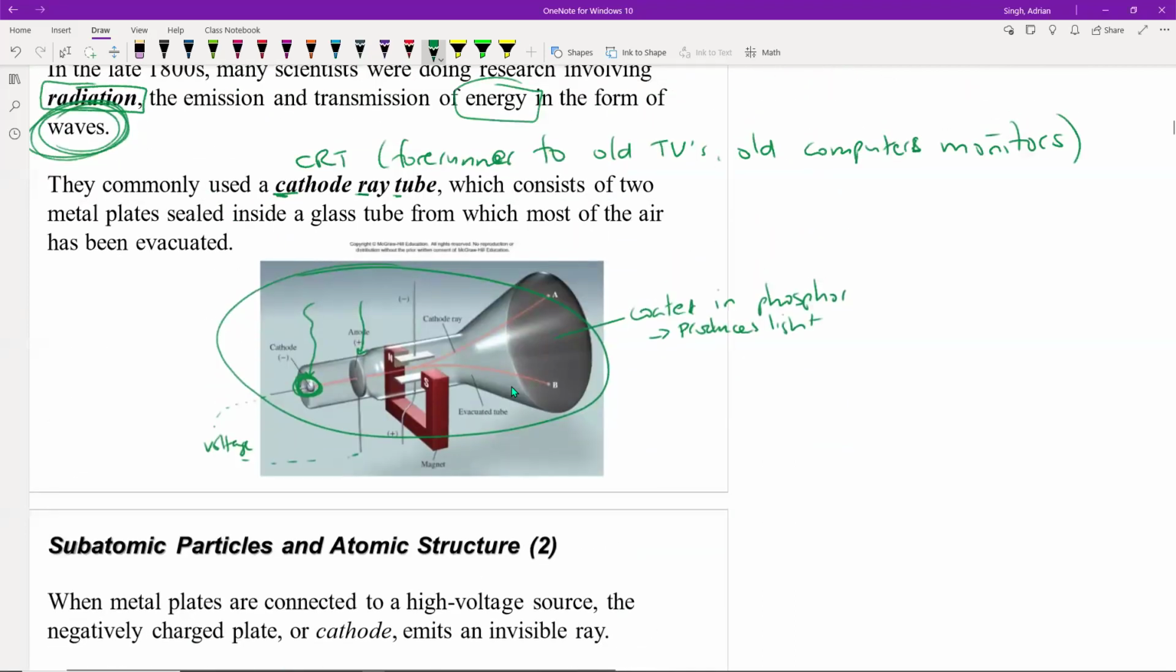What they discovered was that it didn't matter what the cathode and anode were made of. The identity of the cathode and anode was irrelevant. Whether they used one particular metal or a different one for the cathode and anode, they would always see this occurring. And that's very important because it told them that these rays came out of pretty much all different types of matter. It was common to lots of different things. They were found in pretty much all things.